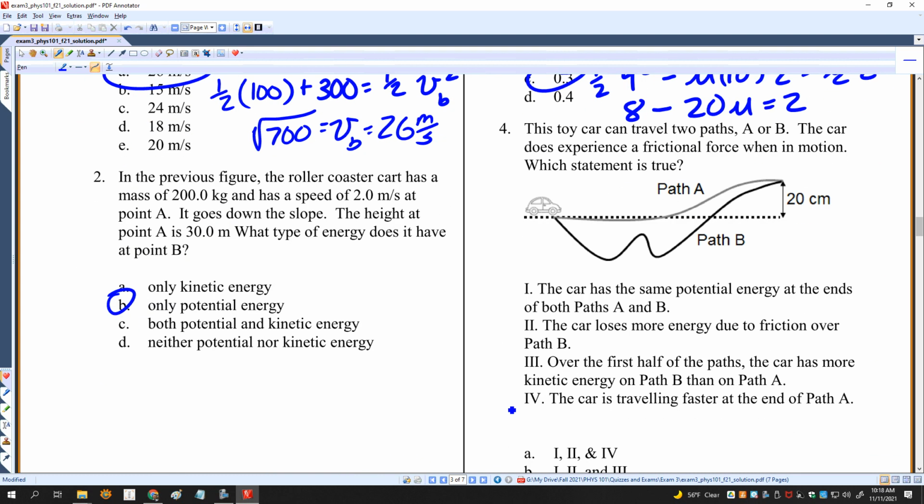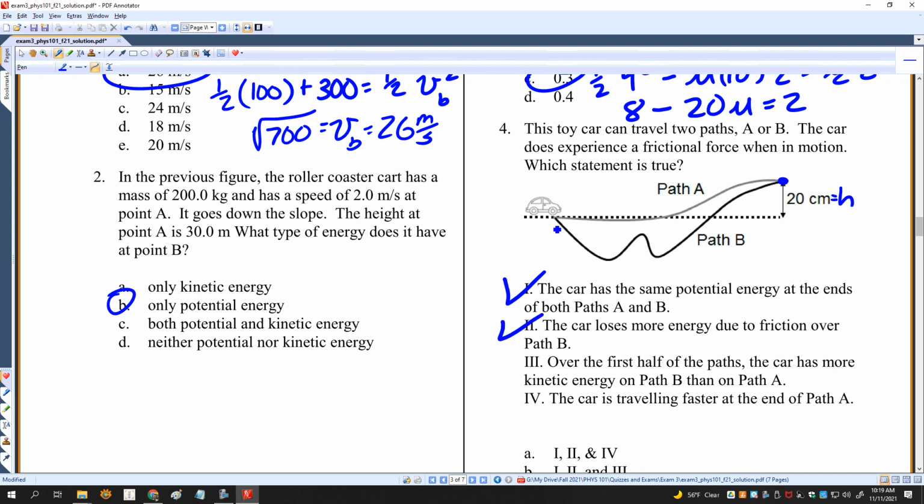Okay, let's look at these statements. A car can travel 2 paths, A or B, and experiences a frictional force. Which statement is true? The car has the same potential energy at the ends of both paths A and B. That's over here. Because the height is the same, that one is a true statement. The car loses more energy due to friction over path B.